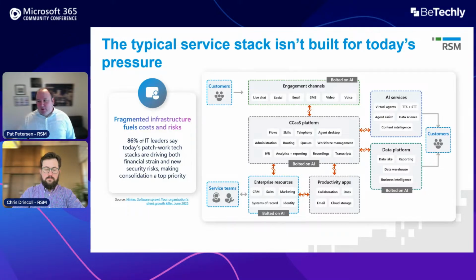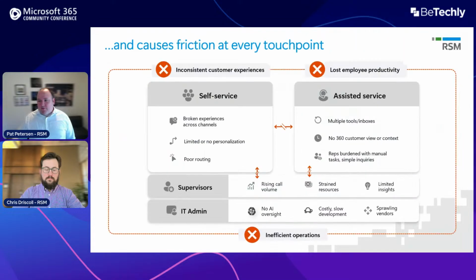86 is a very large number. And when we think about what that friction looks like overall, oftentimes it's lost productivity. Something that I can do in one tool, I can't do in another. Or I don't have that view of the entire customer because the report of my contact center is not the same as my report that's inside of CRM or Salesforce or Dynamics in this case.